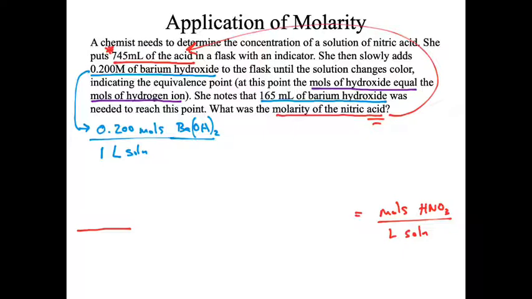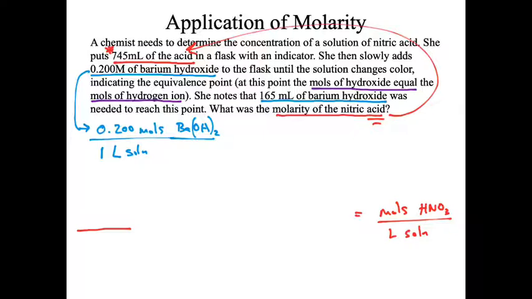It is not both mixed. This would be the molarity of the nitric acid solution before you did anything to it, which means this is liters of nitric acid solution. If you use that 165 milliliters of barium hydroxide, that's the wrong one. That's not referencing the nitric acid solution, that's referencing the barium hydroxide solution. So we have to be careful with our choice of these volumes.